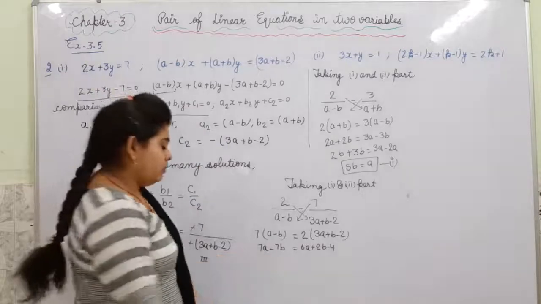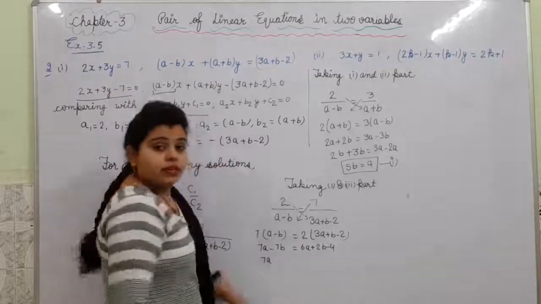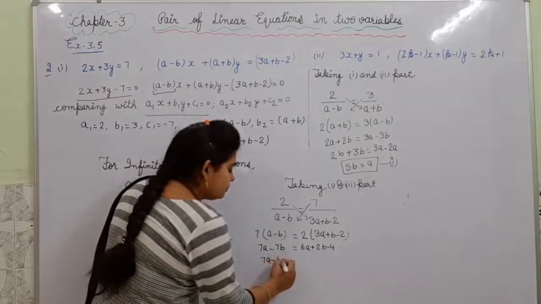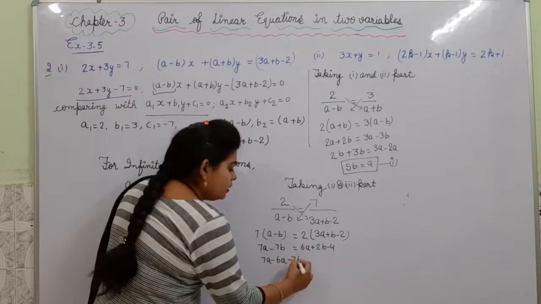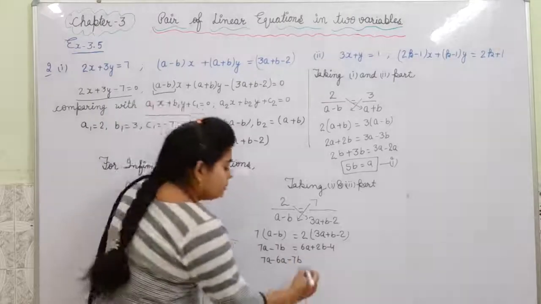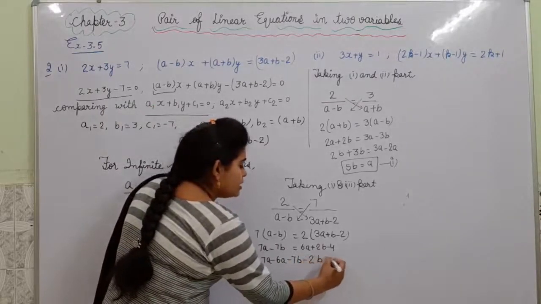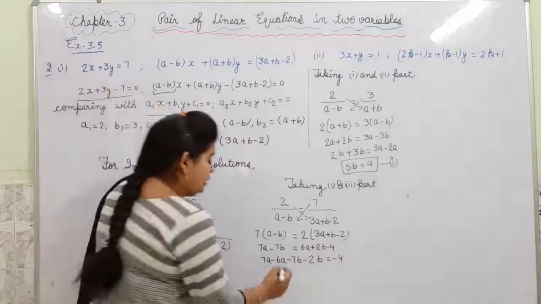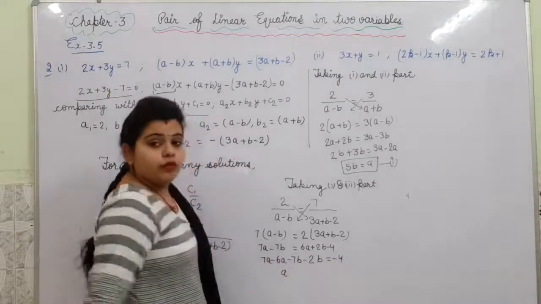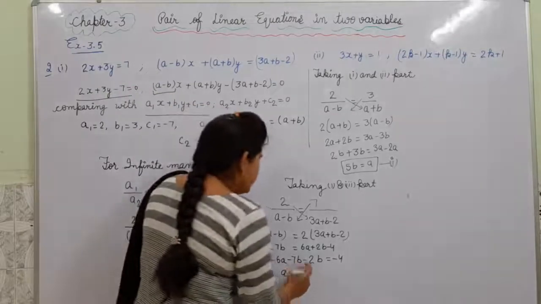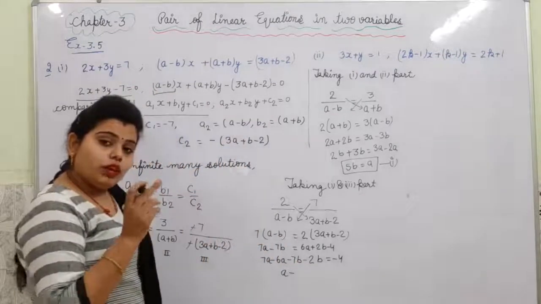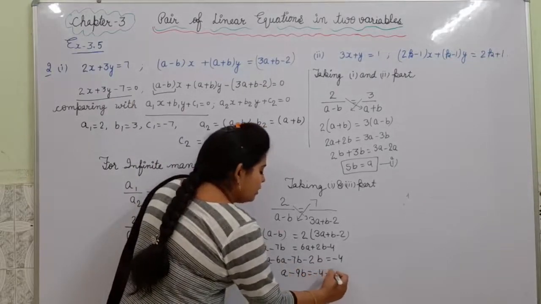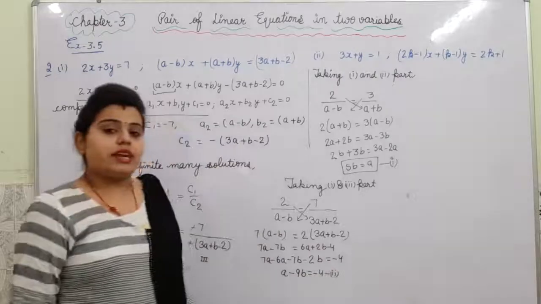Now rearrange like terms. 7a, this plus 6a will become minus 6a. Minus 7b, this plus 2b will become minus 2b, and it is equal to minus 4. Now again solve it. 7 minus 6, 1a, minus 7 minus 2, what we will get? Minus 9b, and it is equal to minus 4. That is equation number 2.